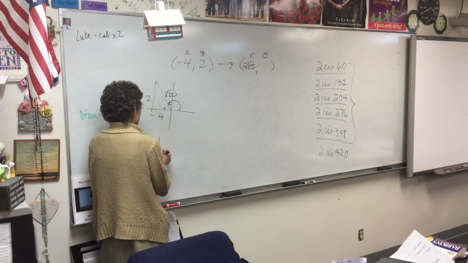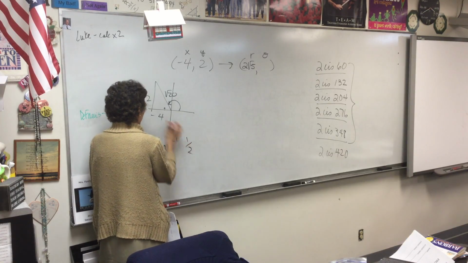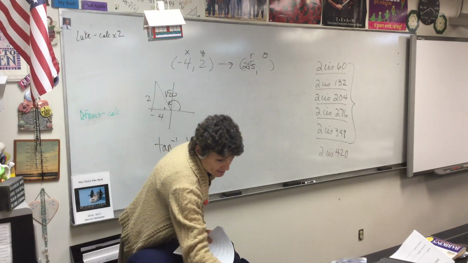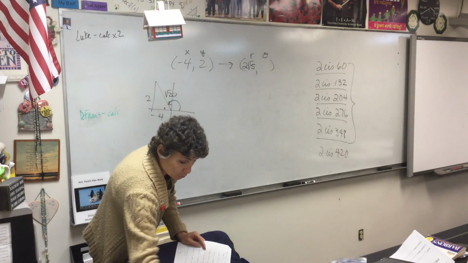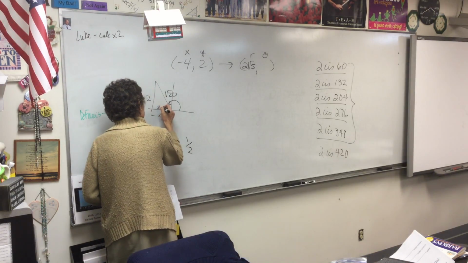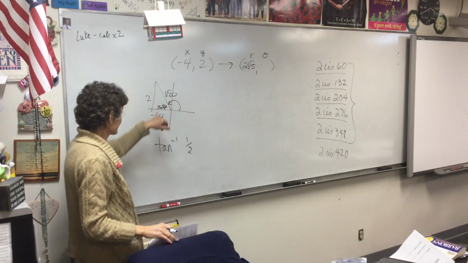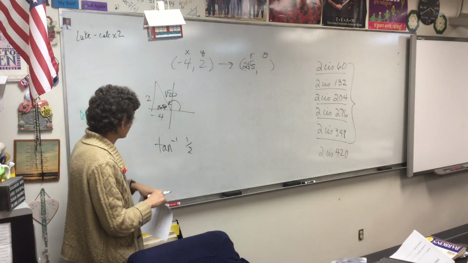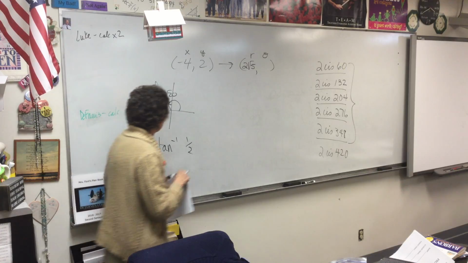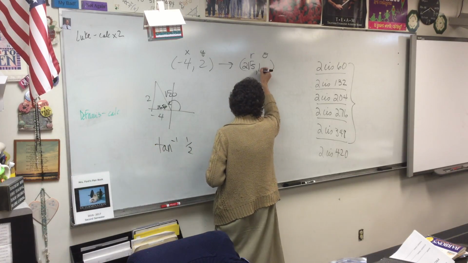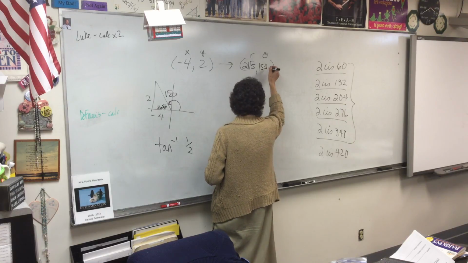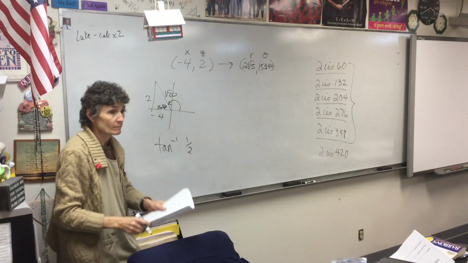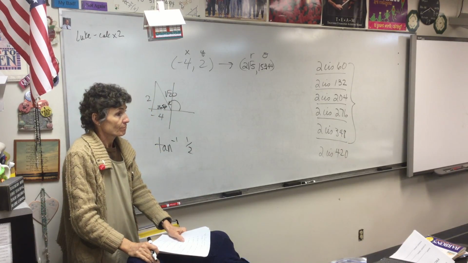And what are you going to press? Second tangent, 1/2, 2 over 4. Second tangent, 1/2. And it's going to say 26.56. But then don't we have to subtract from 180? That's this angle, right? Your reference angle. So we're going to subtract that from 180. 153 point what? 44? I'm trying to subtract in my head. I don't know, is that right? Here we go. Everybody okay with that?